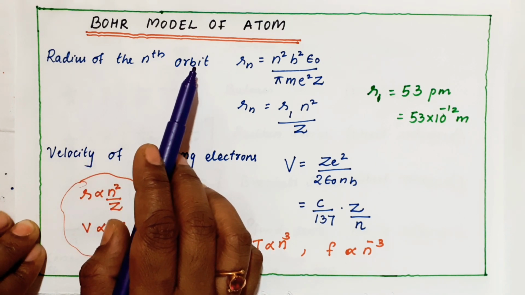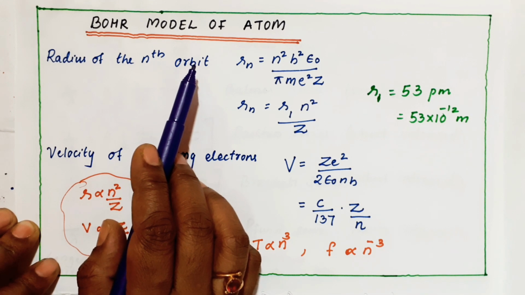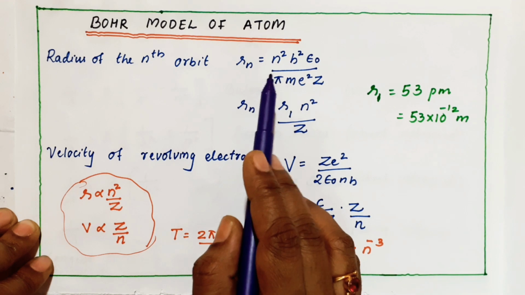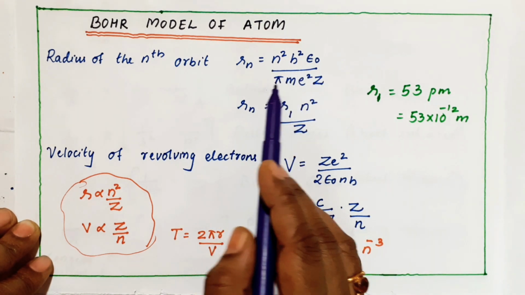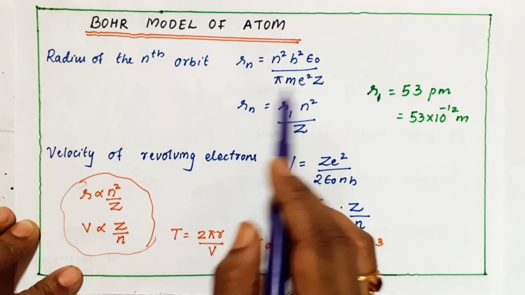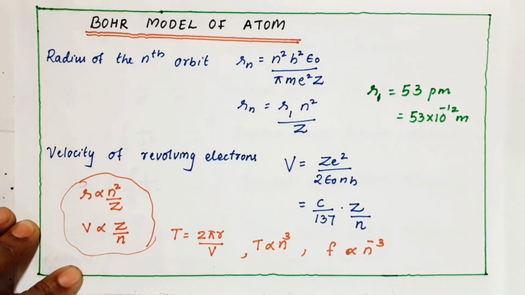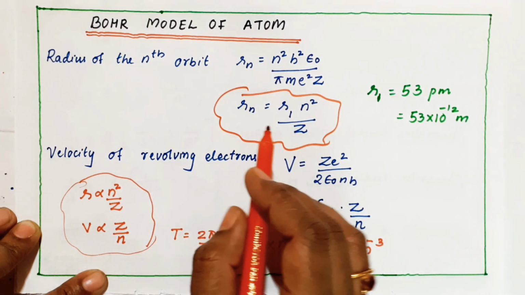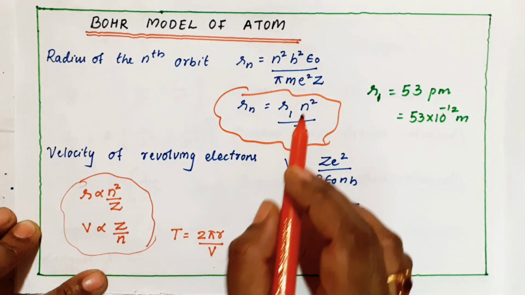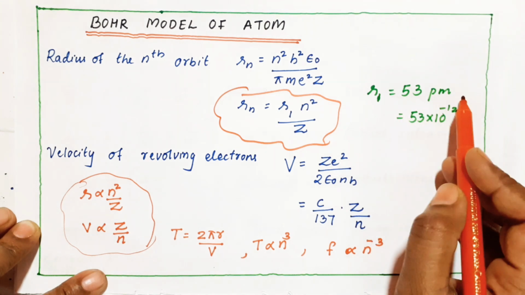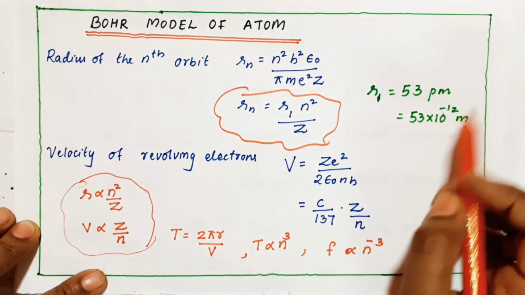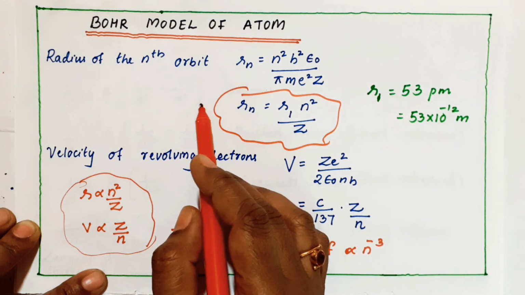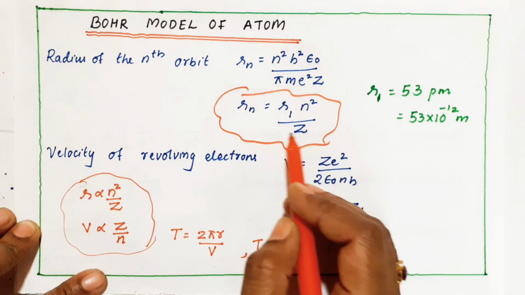According to Bohr model, we know that electrons are revolving around the nucleus in a circular orbit. So, the radius of the nth orbit we can find by the equation n square h square epsilon 0 by pi m e square Z. If you are not remembering this equation, we don't want you to remember it. The radius Rn equals R1 into n square by Z, where R1 is 53 picometer, that is 53 into 10 power minus 12 meters. So don't confuse anything. The radius of the nth orbit is R1 n square by Z.